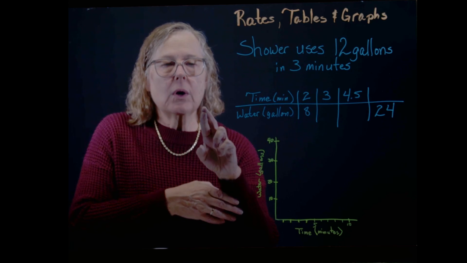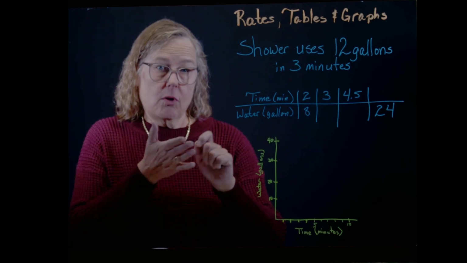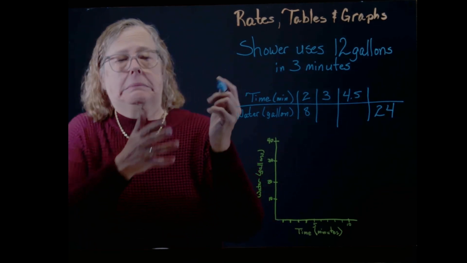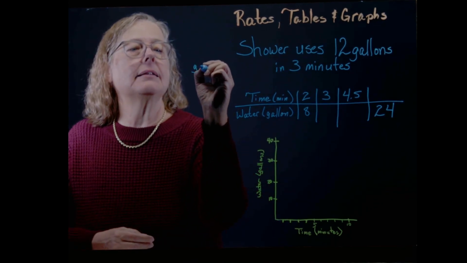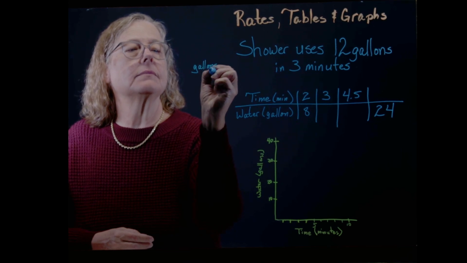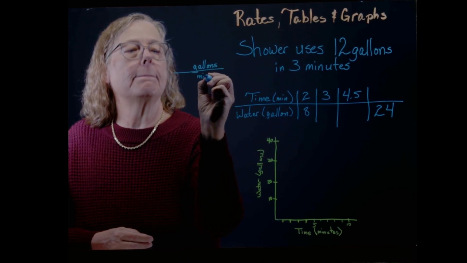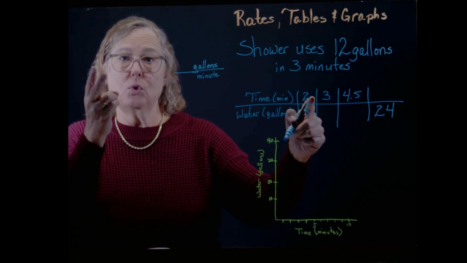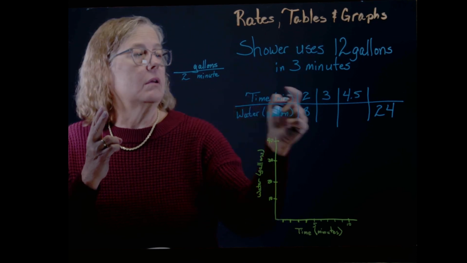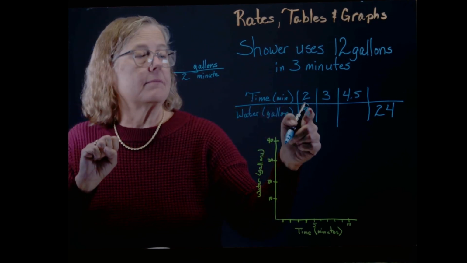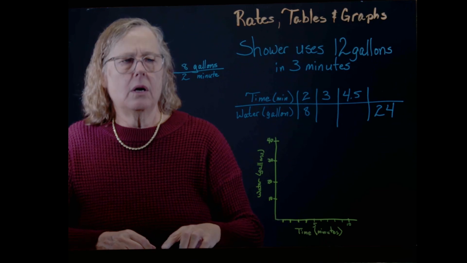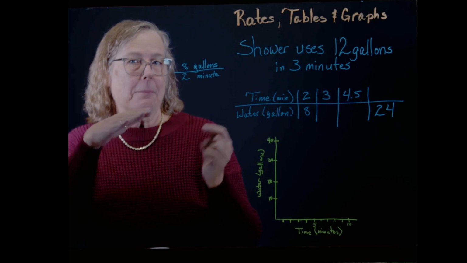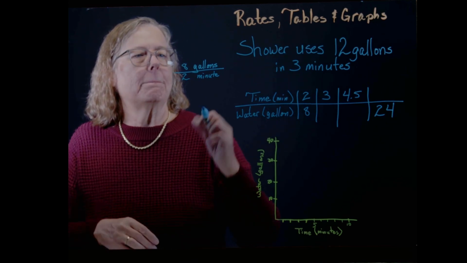I want to know how many gallons per minute. So I'm going to write gallons per minute. Where am I going to do it? Whew, I'm out of space here. Let's see. So how many? 2 minutes. How many gallons? 8. Do you remember what to do now? Oh yeah, same as before. Top divided by the bottom. Good job.